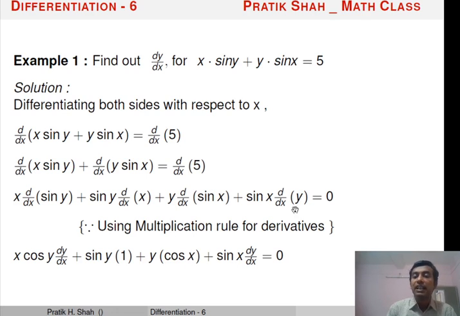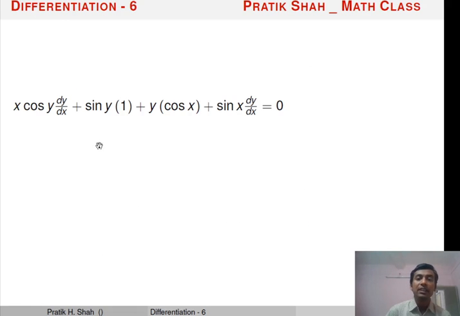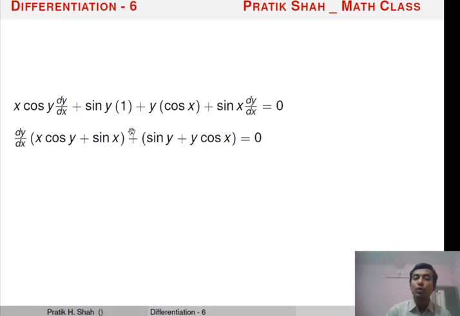sin x as it is, and differentiation of y with respect to x is dy by dx, and this is equal to 0. Now since we have to find dy by dx, the differentiation process is over. So now we will combine all the terms which contain dy by dx, and take dy by dx common from them. You can see that these two terms contain dy by dx, so we are taking dy by dx common from both of them.